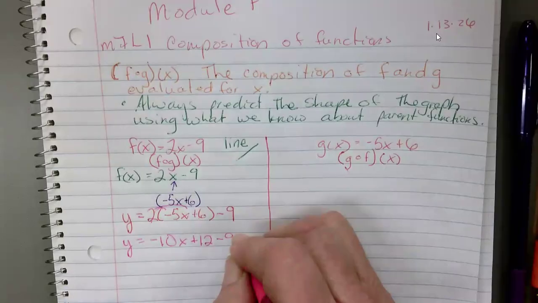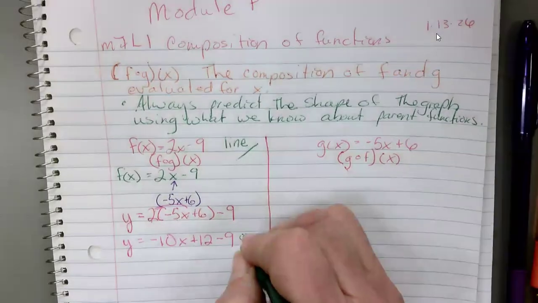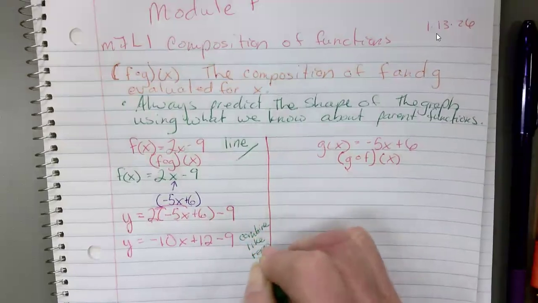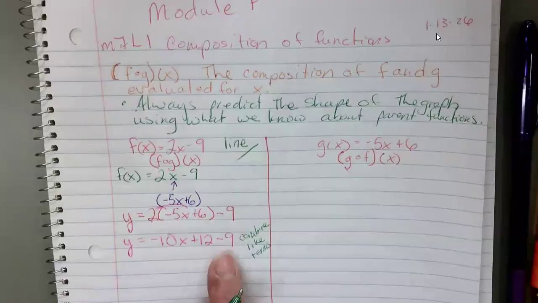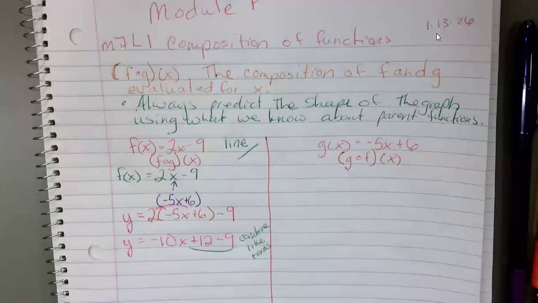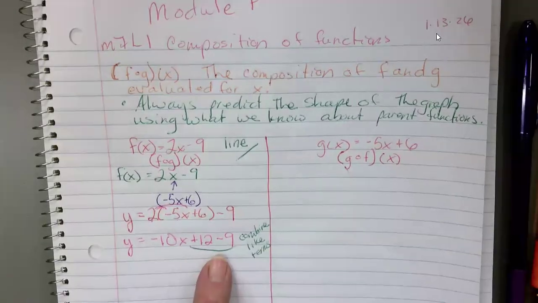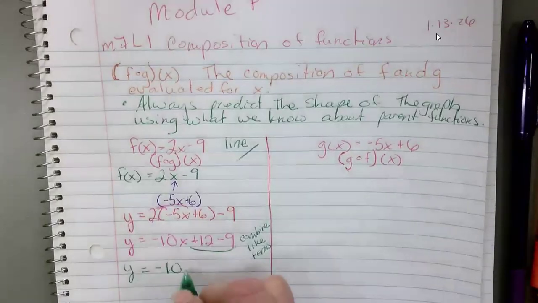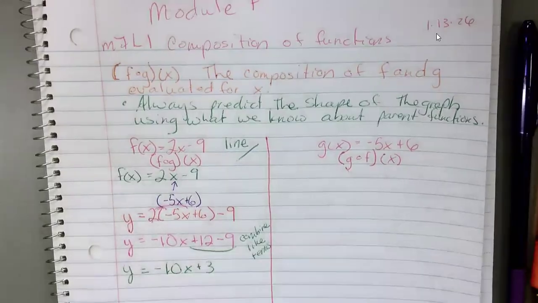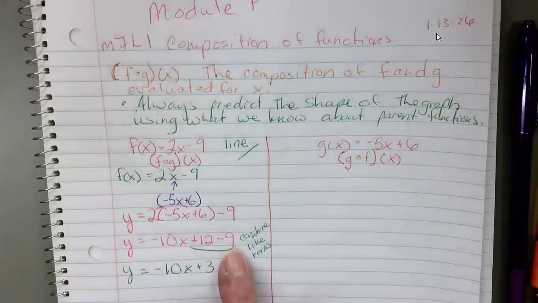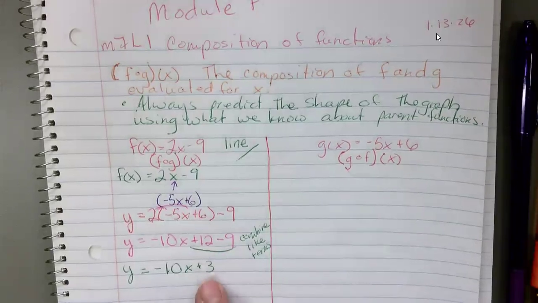I would like us to write the words combine like terms. That is part of simplifying, right? So what do I have in here that are like terms that I can combine? I can combine the plus 12 minus 9. This is actually a first grade problem, just 12 minus 9. So we get y equals negative 10x plus 3. Double check, would it be plus 3 or would it be minus 3? It would be plus 3 because 12 minus 9, the 12 is bigger, so it's positive, right?